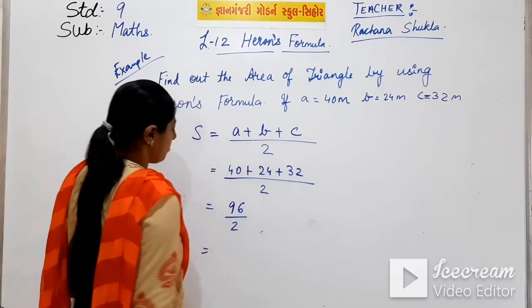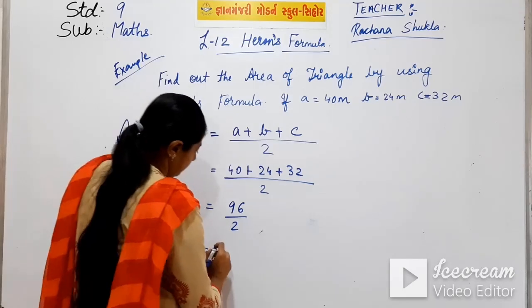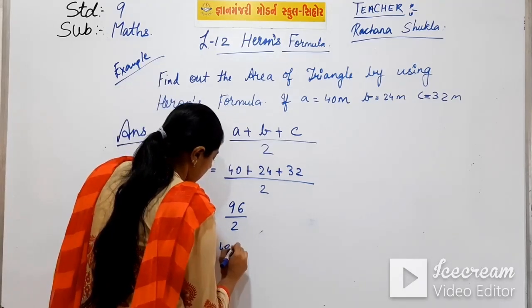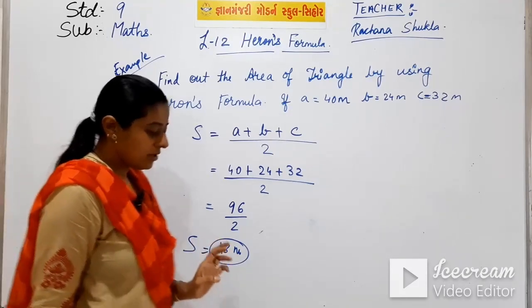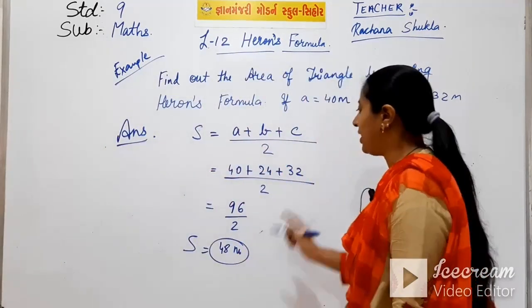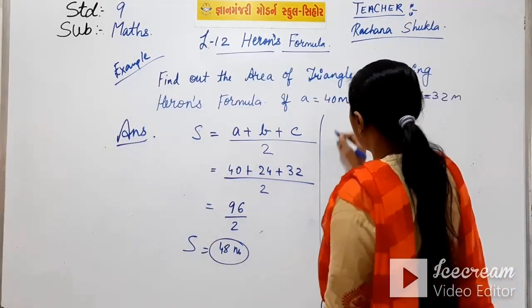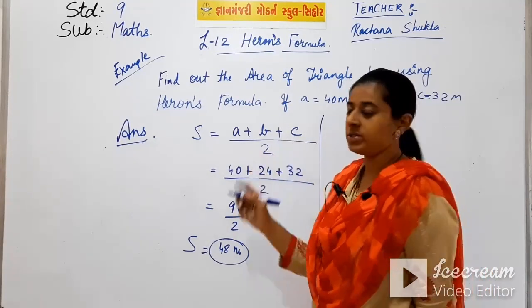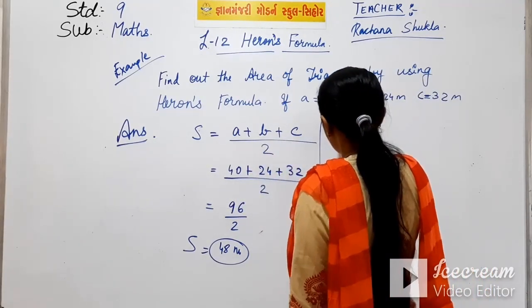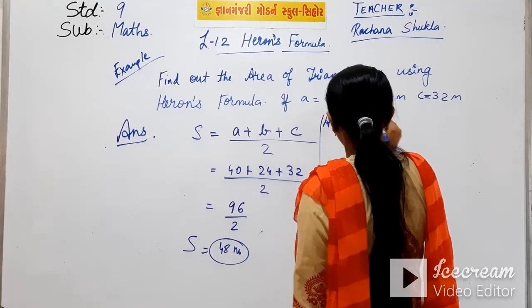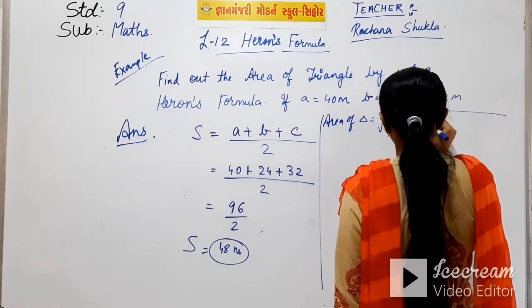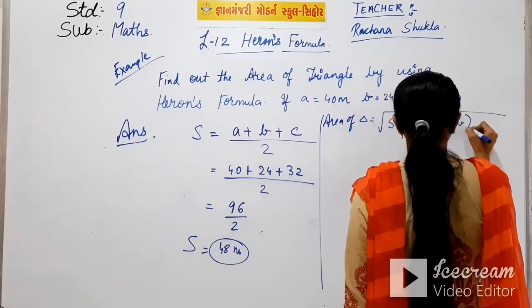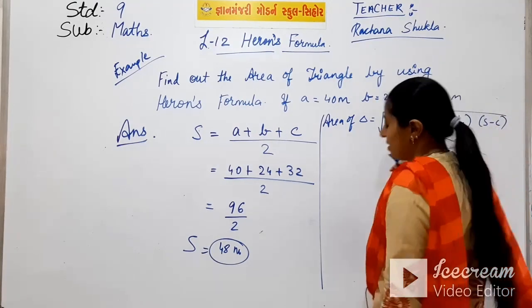96 upon 2, that is 48 meter. What you got as? We got 48 meter. Now we will put the formula of Heron's. Area of triangle equal to root of S, S minus A, S minus B, S minus C.